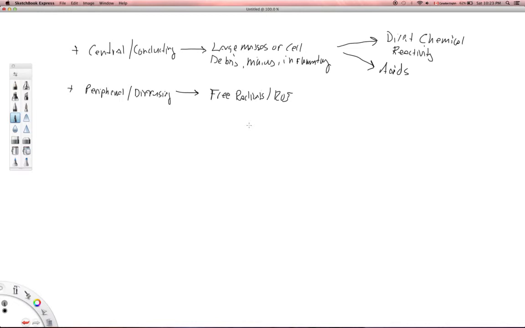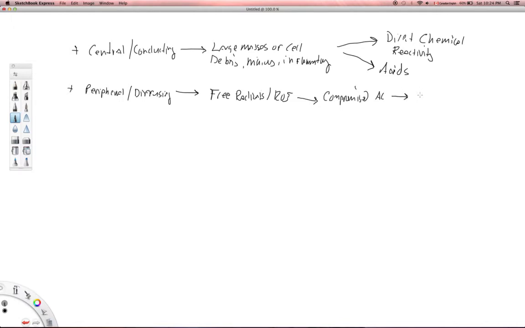compartment. So what do we have here? In the peripheral or diffusing compartments, these free radicals damage the epithelium of the alveoli. So you have compromised alveolar capillary membrane integrity. Okay, what does that mean?